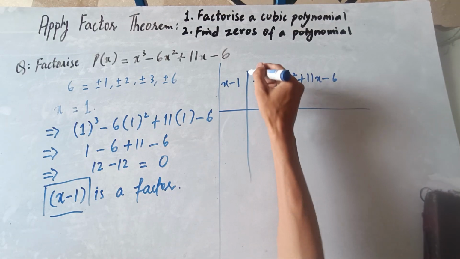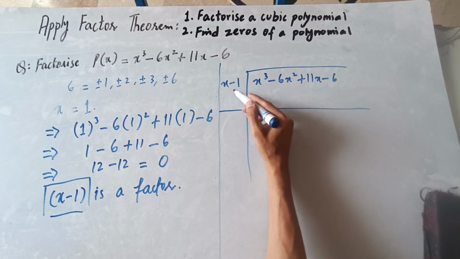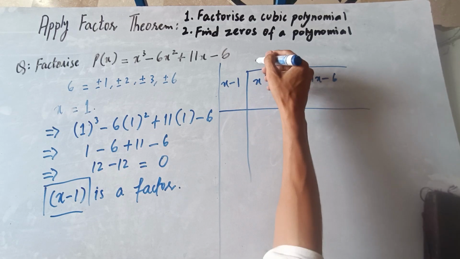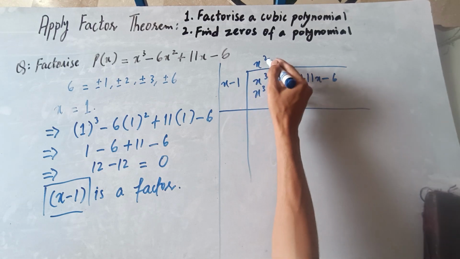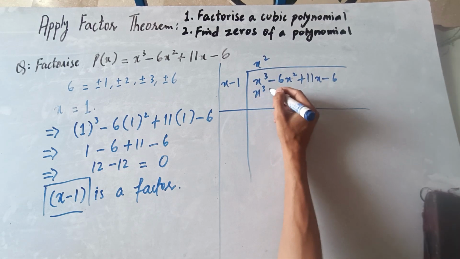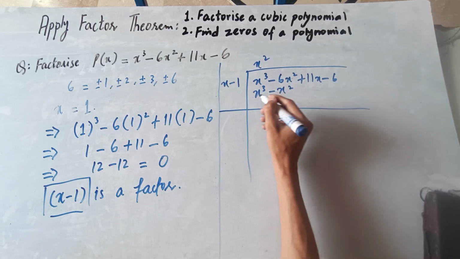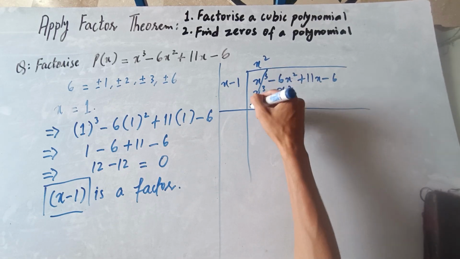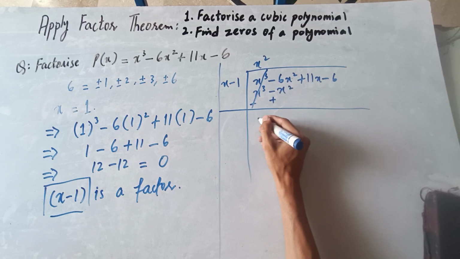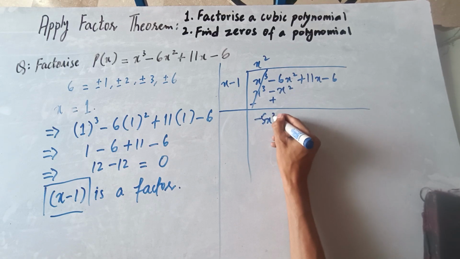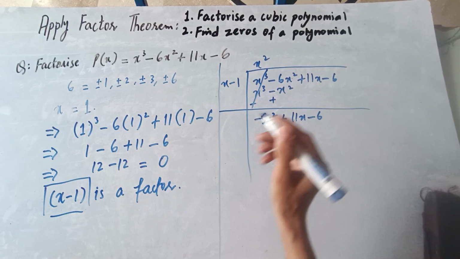First of all, as you know, we need to cancel out this x cube, so we multiply this x by x square, so we will get x cube over here, and we also multiply this -1 by x square, so we will get -x square. Change the signs, this will cancel, and over here we will get -6x square plus x square minus 5x square plus 11x minus 6.